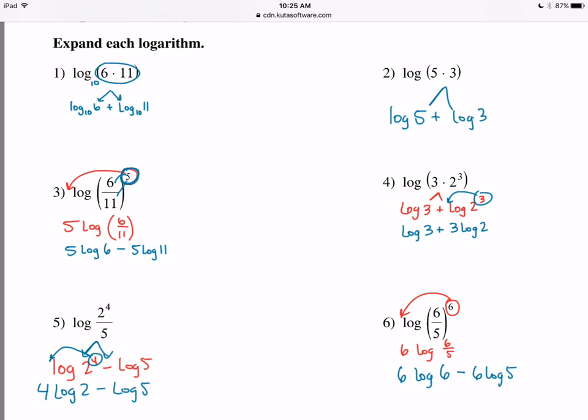All right, so those are some examples of how we expand logarithms, and these are actually the easy ones. The next video I'm going to do will go over and talk about how we do the more complicated ones.